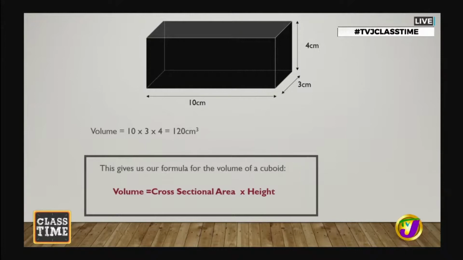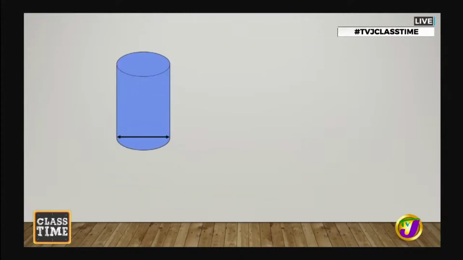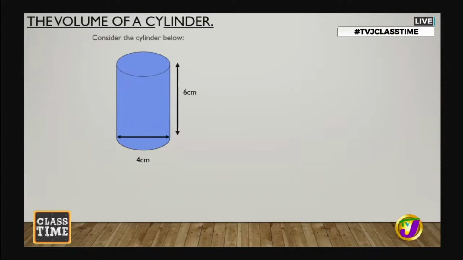Now here we have a cylinder, and these are the dimensions. We have a diameter of 4 centimeters and a height of 6 centimeters, and we want to calculate the volume. I'm seeing something peculiar, Nikisha. I'm seeing a uniform cross-section on this shape. And what is that? That uniform cross-section in this case would be a circle.